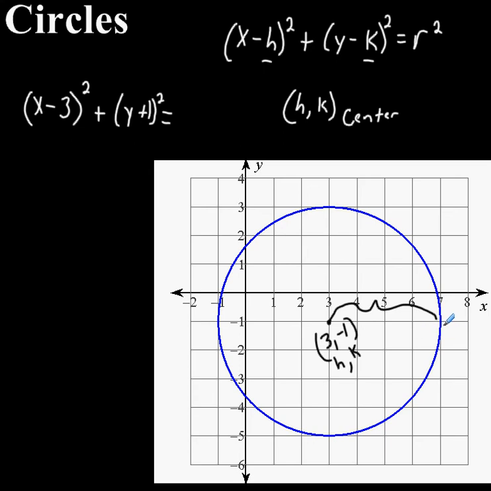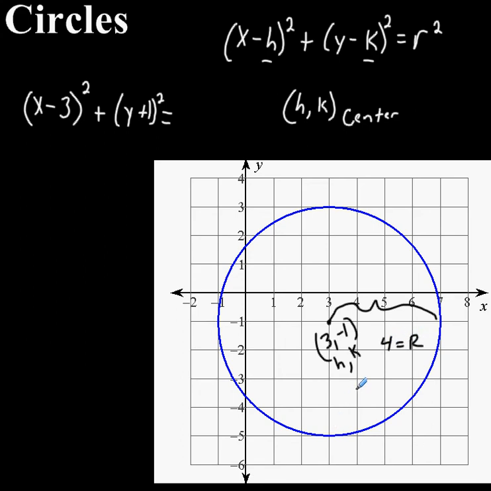Now I wanted to show you two methods. One of them is easier than the other, but you need to know the other as well. First, to find the distance, just count the blocks: 1, 2, 3, 4. So your radius would be 4.